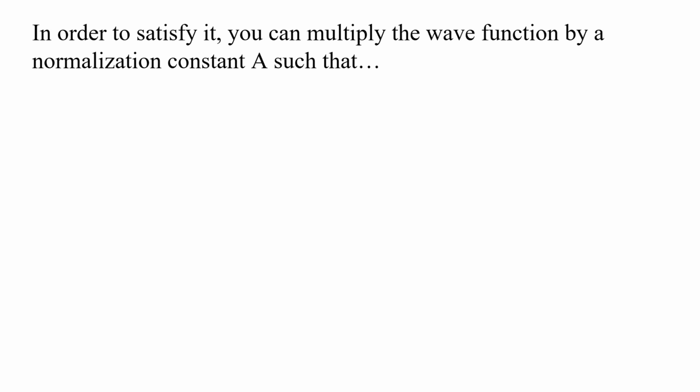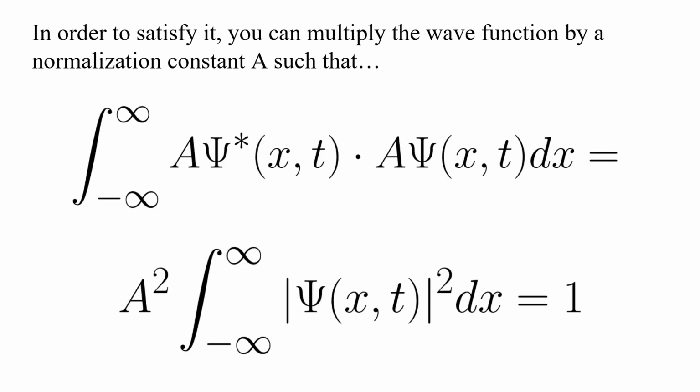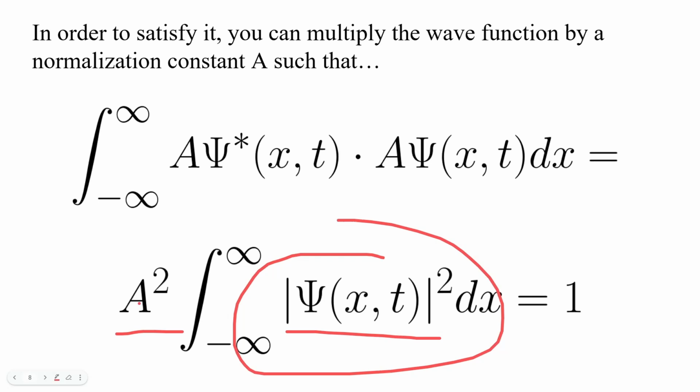So in order to satisfy this condition, you're going to introduce this constant a here, such that if you were to take the integral from negative infinity to infinity across all space of the wave function multiplied by a times its complex conjugate multiplied by a, in other words, a squared times the magnitude squared of the wave function, it's going to equal 1. So if this doesn't equal 1, then you're going to have this constant right here that's going to be multiplied by this that's going to make it 1.